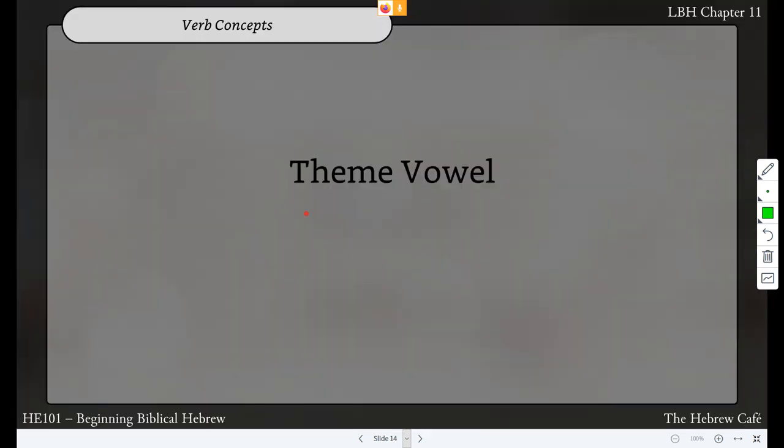All right. Theme vowel is a little bit meaningless at this point. When we learn the imperfect, it will become important. They introduced the idea of the theme vowel. Normally, for example, with shamal, the future is yishmol. This is the theme vowel right there.